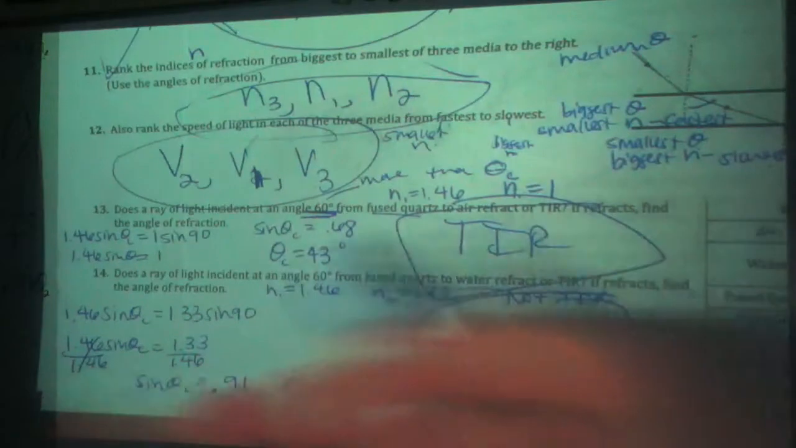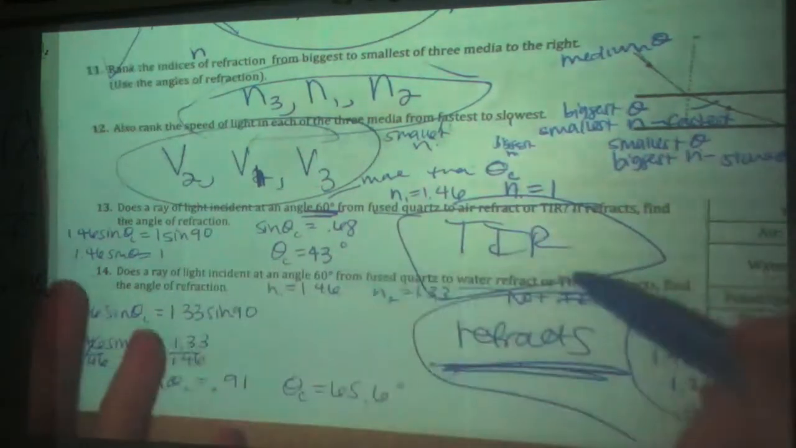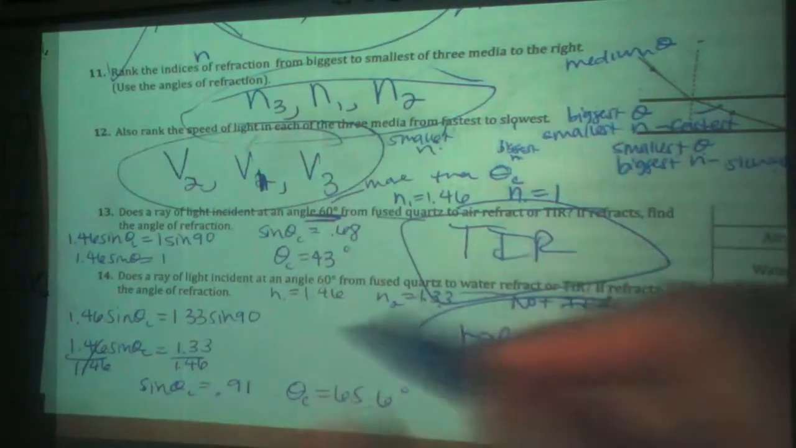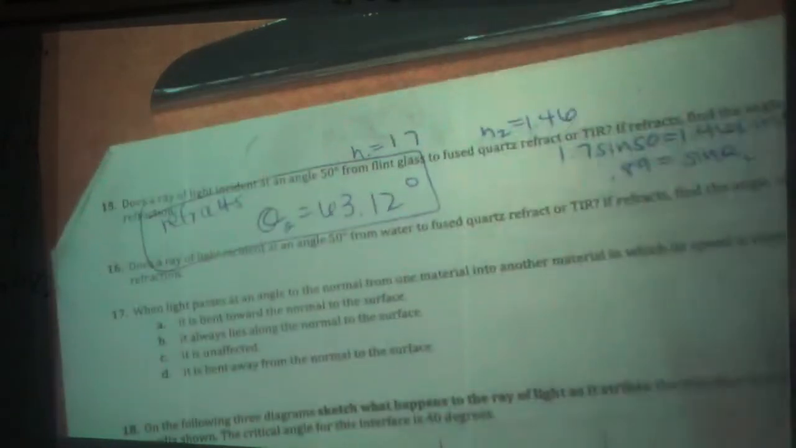So that's another way. You need to understand both ways because sometimes it's going to ask you questions just based on critical angle. If it's just a straight plug in, does it refract or not, you can plug straight in and say, oh yeah, I got an angle of refraction, or no, I got an error for my angle of refraction. Okay. Light incident at 50 degrees from water to fused quartz, refract or TIR. If it refracts, find it.